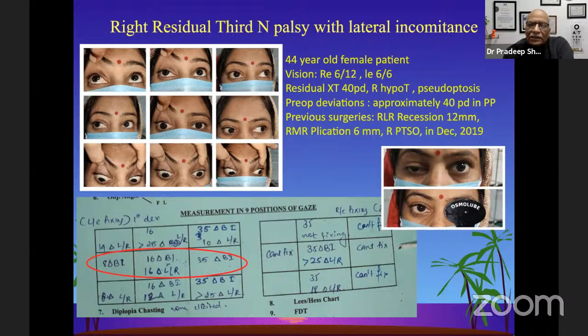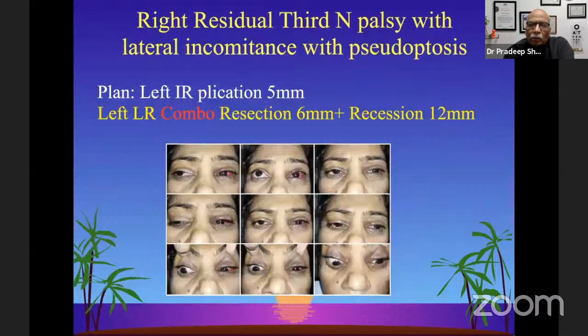And fortunately, nowadays, what we do is a combo recess procedure on the same muscle. So the resection of the lateral rectus 6 millimeters was done along with a 12 millimeter recession on the same lateral rectus. And you can see this gives us a more controlled effect, and this gives like a Faden effect on the lateral gaze.